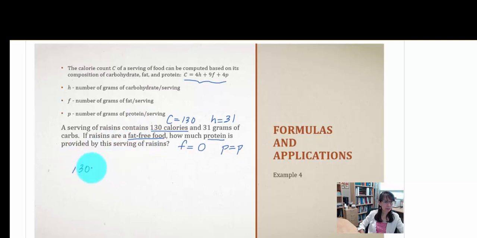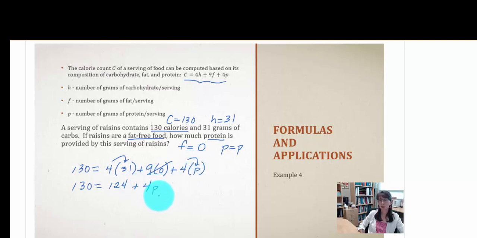The question is how much protein is provided by this serving of raisins. So if we are not given a value for P, then we need to keep the variable. Let's substitute what we were given then. Calories are 130. 4 times the carbs, so 4 times 31. 9 times fat, that's 9 times 0. Added to 4 times the protein. And protein we don't know, so that's 4 times P. If we simplify this a bit, we'd have 4 times 31, and that's 124. 9 times 0 would be 0, so we don't need to write that. And finally, 4 times P is 4P. Now there's no need to keep writing the parentheses. We know that 4P also implies multiplication.